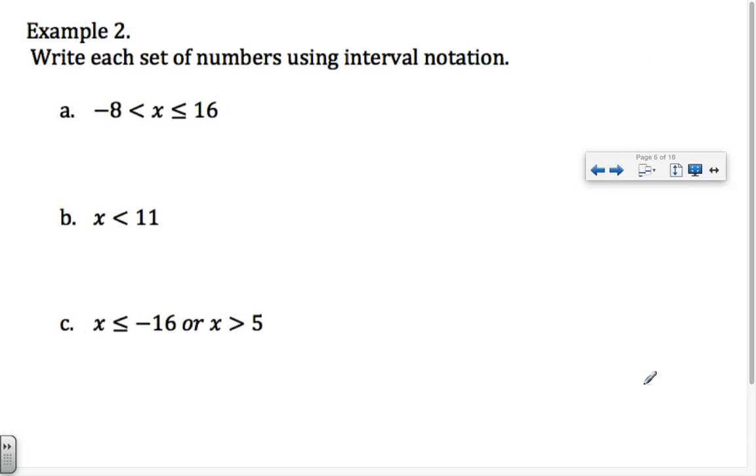Okay, so let's try writing some in interval notation. Write each set of numbers using interval notation. For a, I notice that the negative 8 is not included, but the 16 is. So that means I'm going to have a parenthesis on the negative 8, and I'm going to include the 16, which means I'll put a bracket around it. This is also a bounded interval.